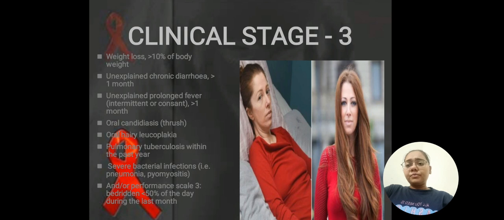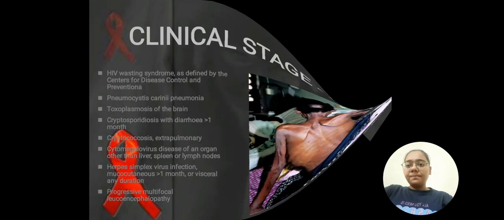Clinical stage 3. Weight loss of more than 10% of body weight. Unexplained chronic diarrhea for more than 1 month. Unexplained prolonged fever for more than 1 month. Pulmonary tuberculosis, severe bacterial infection. Performance scale: bedridden for less than 50% of the day during the last month.